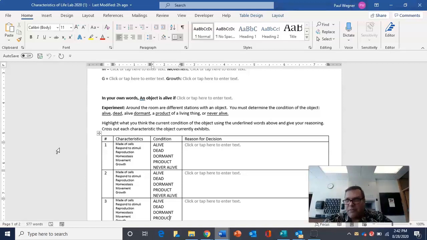Product, something that's made from a living thing. Anything where you can take something that was once alive and make something from it, that would be a product of a living thing. Or the category is never alive. And then once I show you these objects, you're going to not only decide which one of these it is, but you're going to decide your reason for the decision. Why did you say alive or dead or dormant or product? Okay?